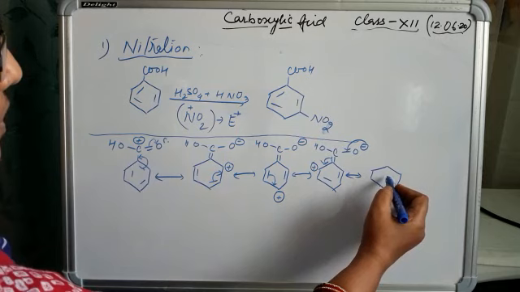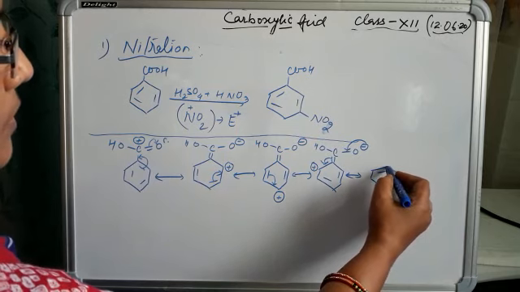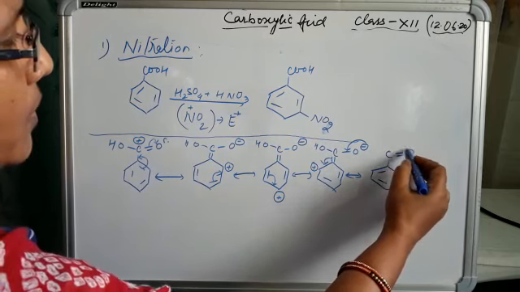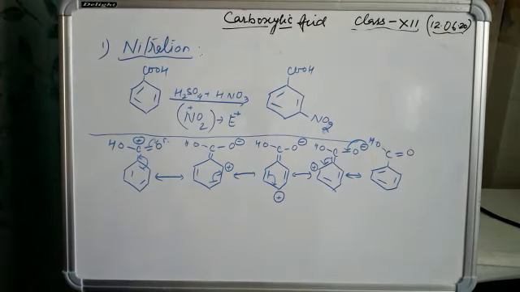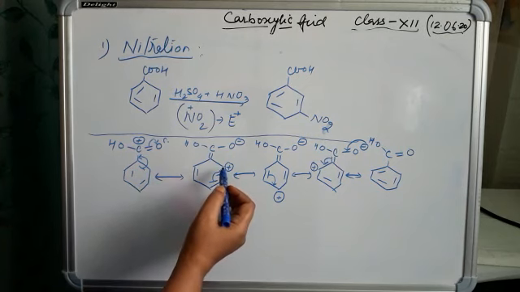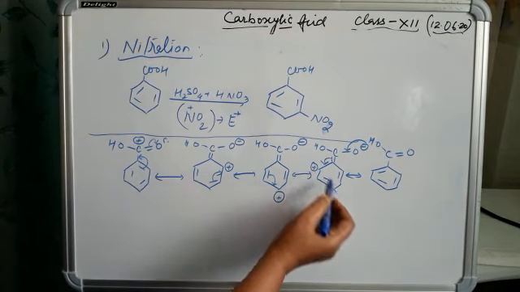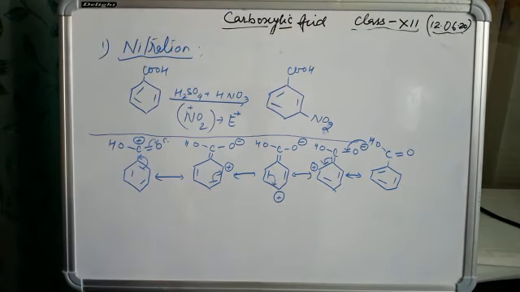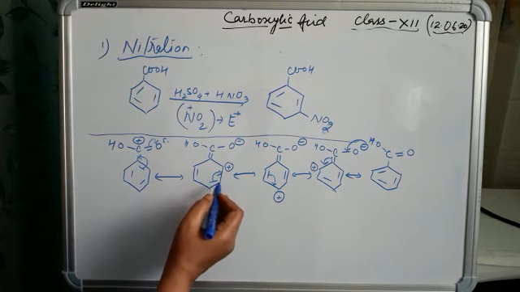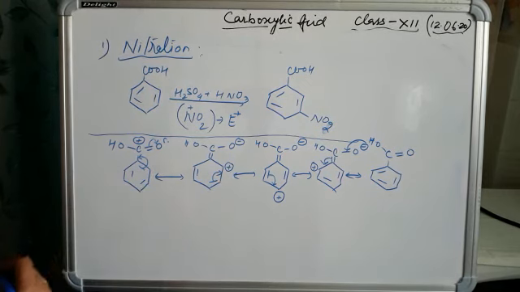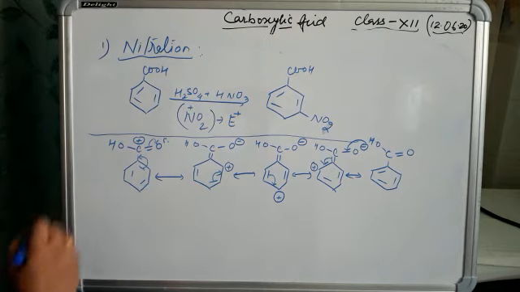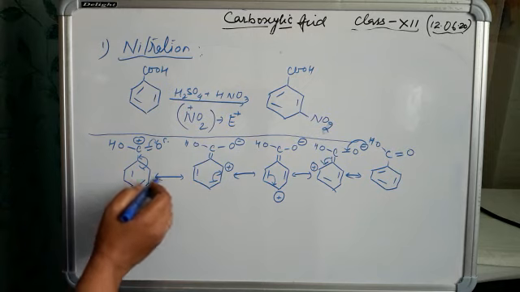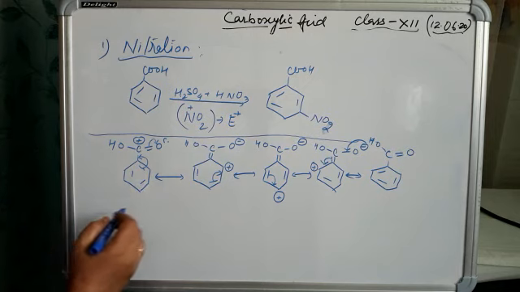In this resonating structure we can easily find the reason for the electrophile attaching at the meta position, because we see here ortho position, position 2, position 4 and position 6. This ortho and para position is electron deficient, so only the meta position is available for the electrophile to come here and substitute hydrogen, removing hydrogen and attaching at the meta position.